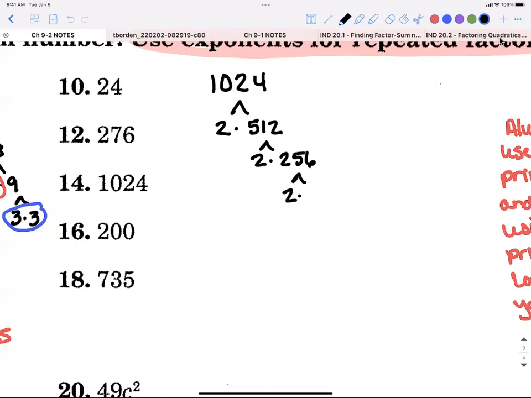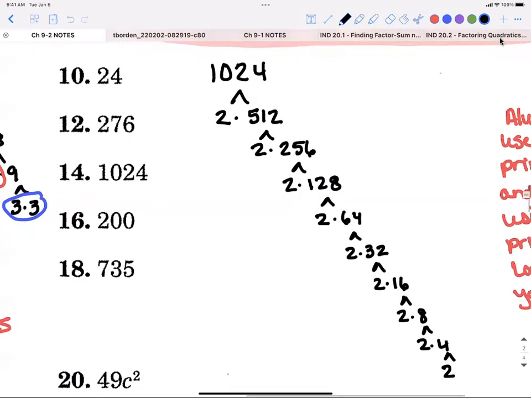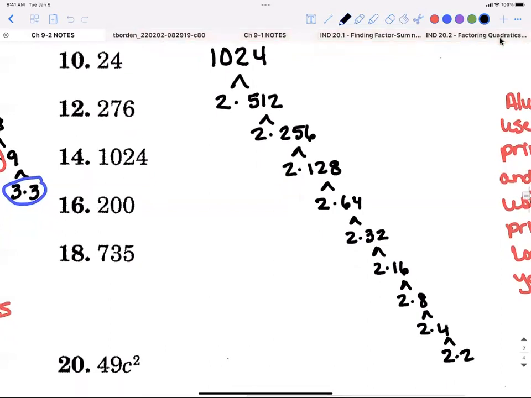2 times, what is it? 128. Still even? Okay, I must keep going with the 2. Still even? Okay, good. 32, still even. So I'm going to keep writing these 2s all the way down until I can't anymore. What is it now? Okay, 2 and 8, 2 and 4. Wow, this one factors all the way down to all 2s. Now, this is where you should say, man, I'm glad we get to write the answer with exponents so that I don't have to write 2 times 2 times 2 times 2 times 2 times 2 times blah, blah, blah.